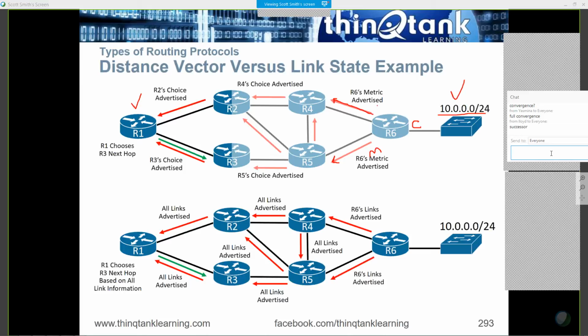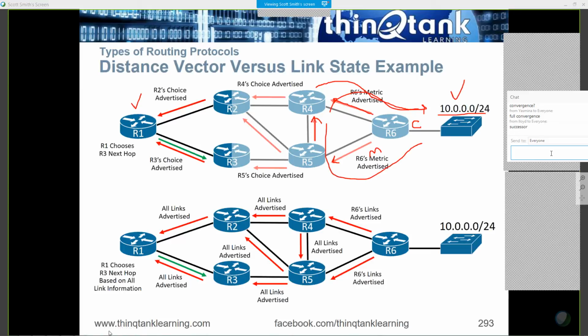R4 is going to make a decision on how to get to this 10.0.0.0 network based on the information it receives from its neighbors. So, R5 is going to advertise the 10.0.0.0 network to R4 as well. So R4 actually has two different paths that it can choose to get to the 10.0.0.0 network. You guys agree? All right. So far, so good.